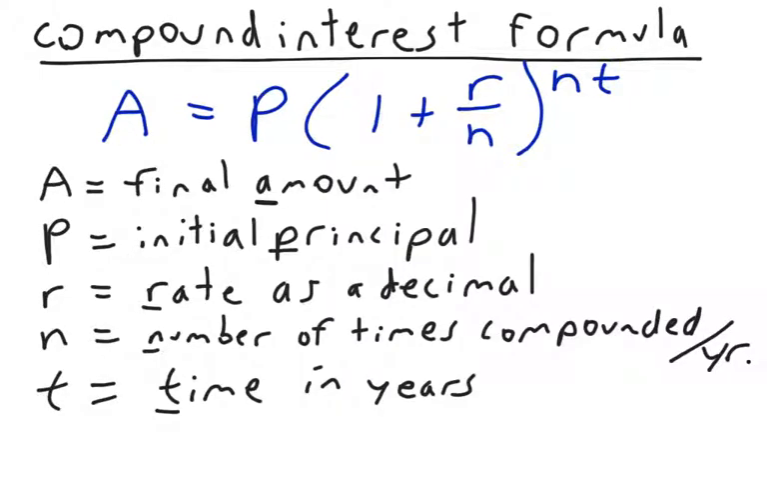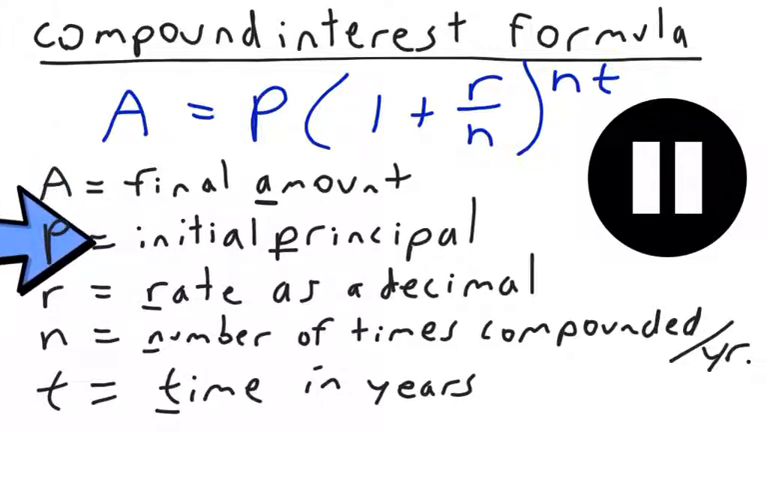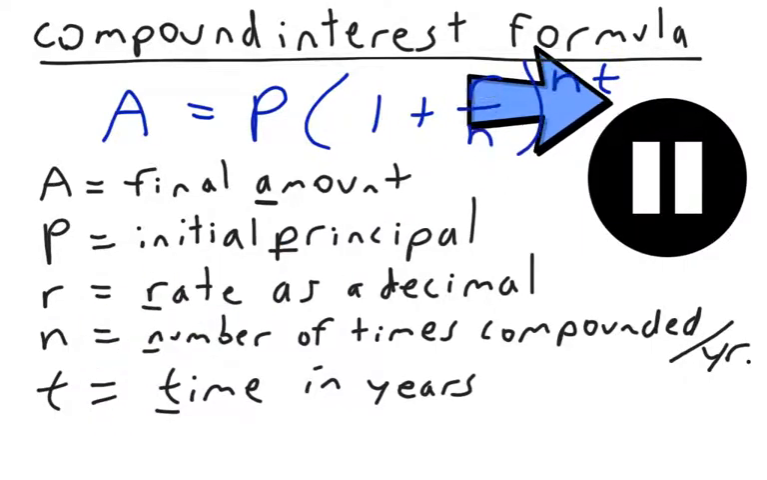Take a second to jot down what each of those letters mean. Remember to use the pause button if you're not finished copying them. So A is the final amount, P is the initial principal, also known as your starting amount, R is the rate as a decimal, N is the number of times it's compounded per year. So remember in the credit cards that was 365 times per year because it was daily. And then T is the time in years. So if you wanted to borrow money for 4 years, you'd plug in a 4 for T. If it was just 1 year, you would just plug in a 1 for T.